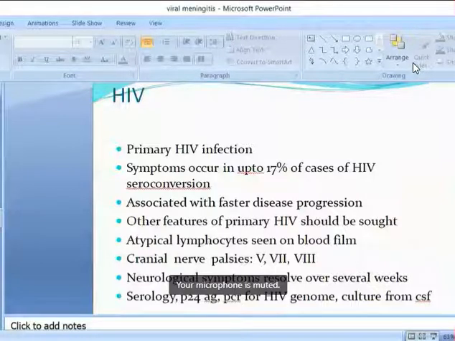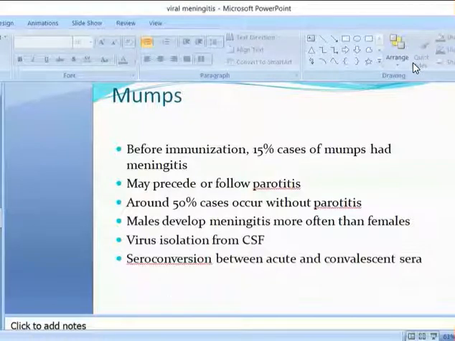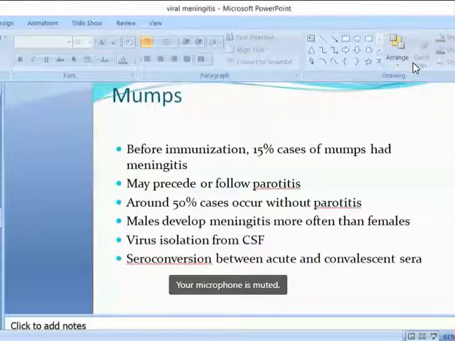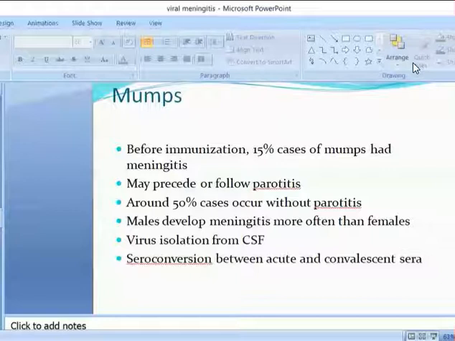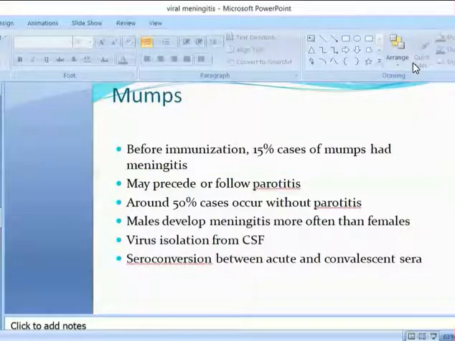Then mumps. Mumps used to be the first of the causative agents. Nowadays we don't see mumps that often because of the MMR vaccination, but still you may have an outbreak in pockets where you do not have the MMR vaccination, or there is incomplete vaccination. Before immunization, 15% of cases of mumps used to have meningitis as well. It may precede or follow parotitis, and around 50% of the cases occur without parotitis.